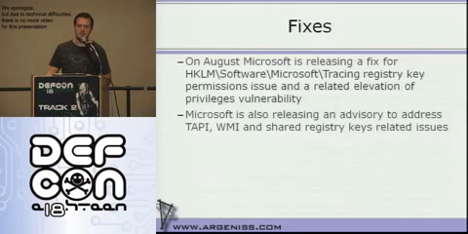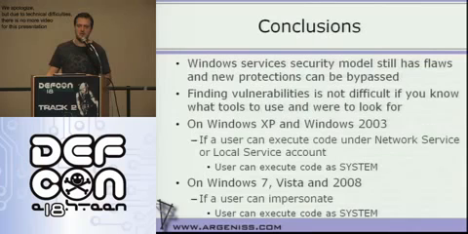So about fixes, Microsoft will be fixing the registry key issue and another local elevation of privileges that I didn't speak about today, because any user can elevate privileges on Windows 2008, Vista and 7. Also, Microsoft is releasing an advisory stating the issues related with impersonation with the network service and local service account.